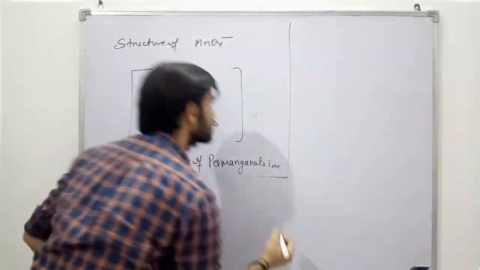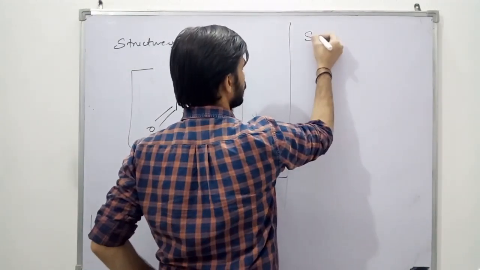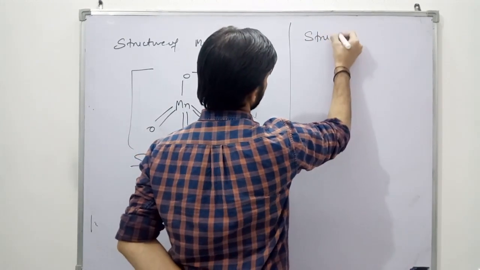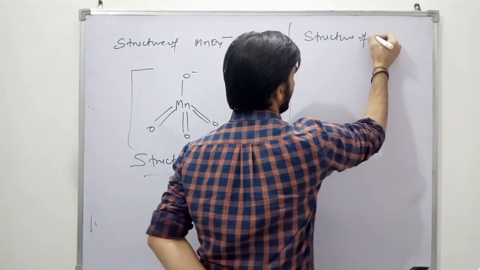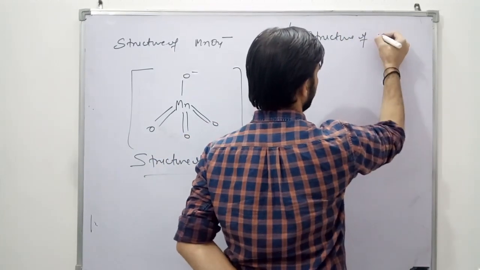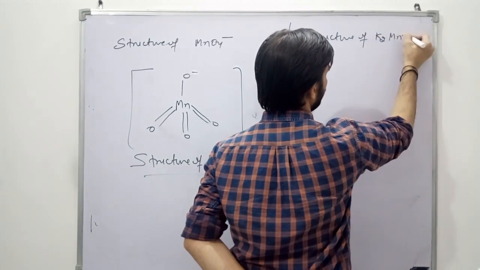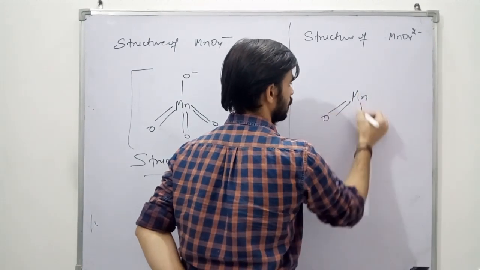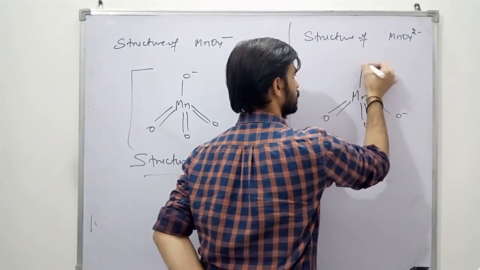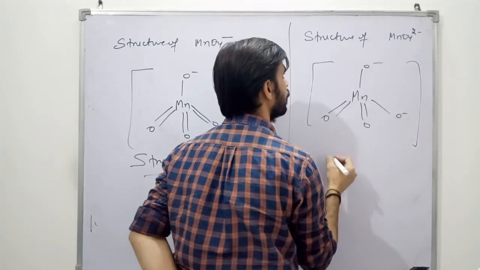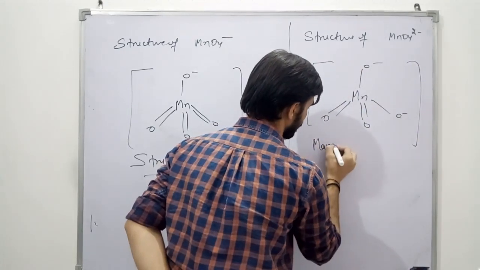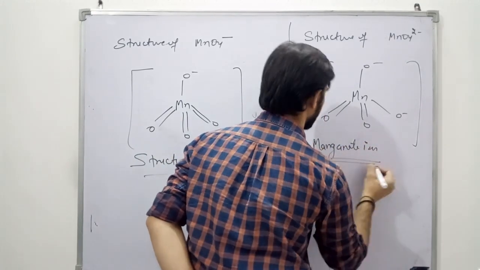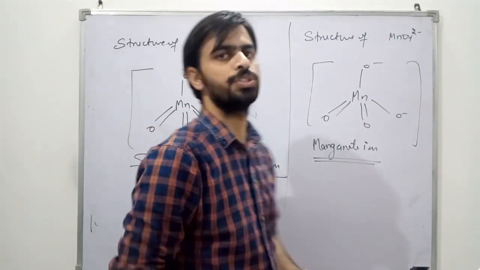Now we'll talk about the structure of the manganate ion. Manganate ion, that is K2MnO4, that means 2 negative charge. Here Mn. This is the structure of the manganate ion. So this is all about potassium permanganate.